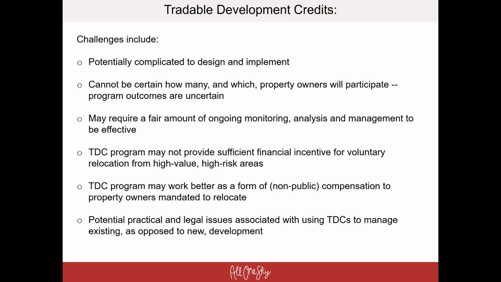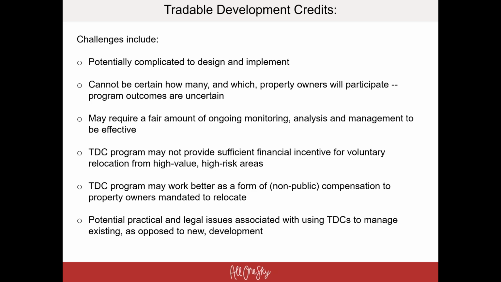Some of the challenges faced here: this is something that has not been applied in practice within this context in Canada. And so there are going to be issues around how complicated it is to design and implement. Also, because it's a system where private actors can voluntarily leave the sending zones or high-risk zones, there's a lot of uncertainty around the outcomes, like which property owners will actually participate in the program. Because of that, it requires a fair amount of monitoring and ongoing analysis to see how effective the scheme is being.